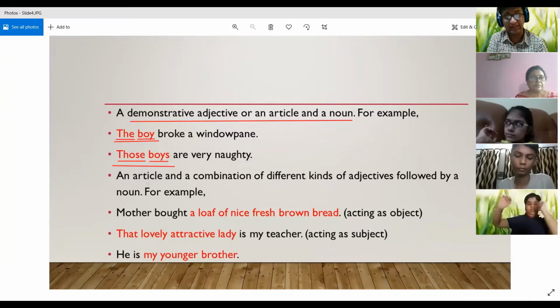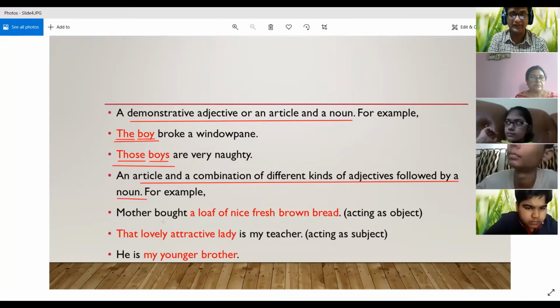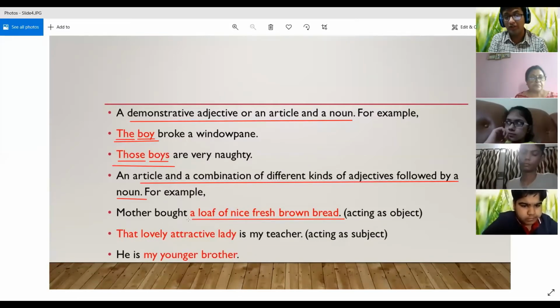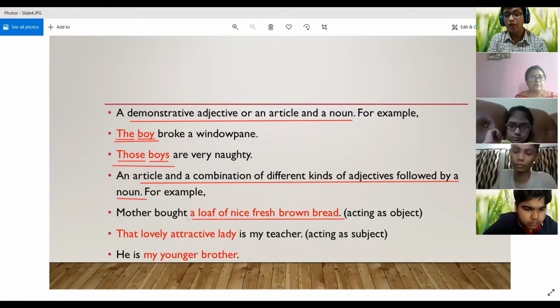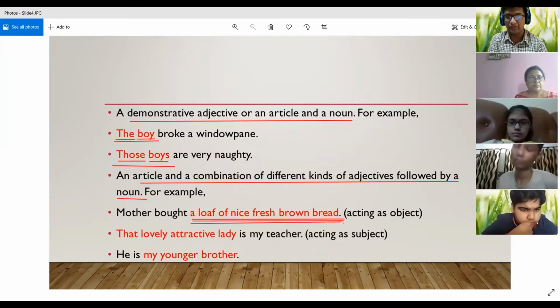Then the third form that a noun phrase can take: an article and a combination of different kinds of adjectives followed by a noun. So now you can see it can be very long also, a noun phrase. For example, mother bought a loaf of nice fresh brown bread, right? So now in this case, to answer the question, what did mother buy? We are going to say she bought a loaf of nice fresh brown bread. So everything that is coming over here is acting as a noun because it is answering what did mother buy, right? So obviously she is going to buy a particular thing, and a thing is a noun, right? So everything that is coming after bought will be considered to be a noun. Mother bought a loaf of nice fresh brown bread.